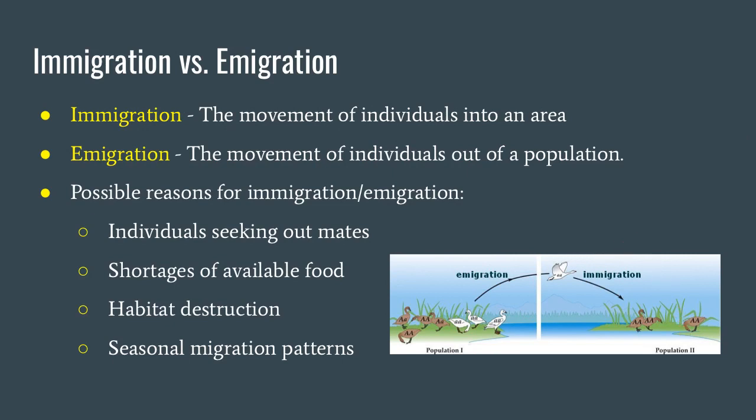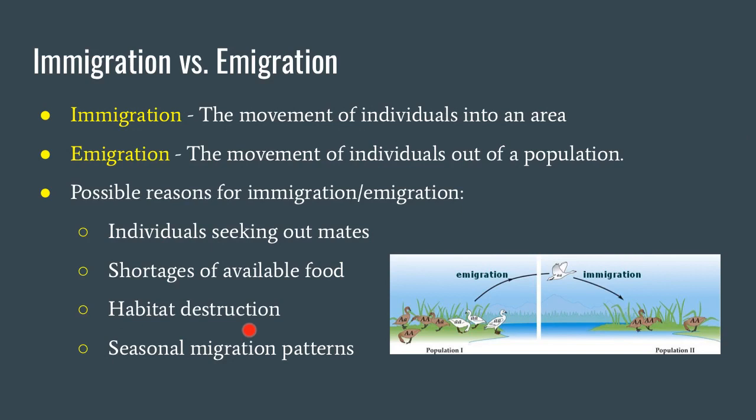There are many possible reasons why we see this immigration or emigration. Probably the number one thing is that we see individuals seeking out mates, especially when you think about lions or you think about wolves. They usually have one dominant male, so the males tend to emigrate out of their population to seek out mates. There might be shortages of available food. So if there isn't enough food in Wisconsin to have the white-tailed deer feed, they're going to start moving out into other areas.